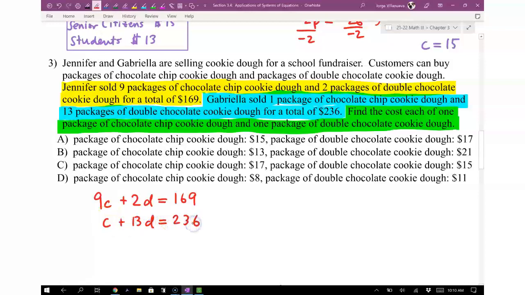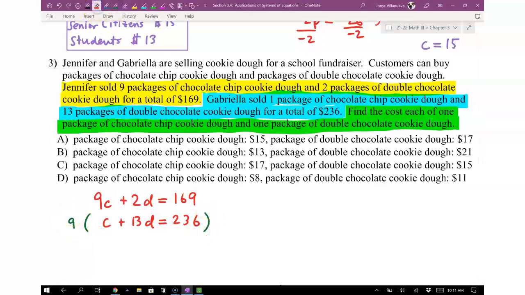All right, so there we go. And we're done. We have our setup. Okay? We have our setup here. So what I'm going to do now is go ahead and start solving. Which letter do you think I want to get rid of? Which one do you think might be easiest to make match? The C, right? Because I just got to multiply that bottom one by 9. So here we go. Multiply by 9.